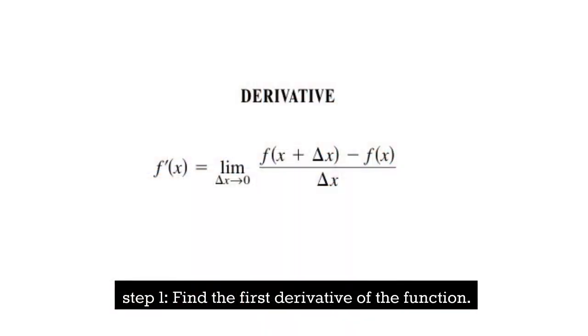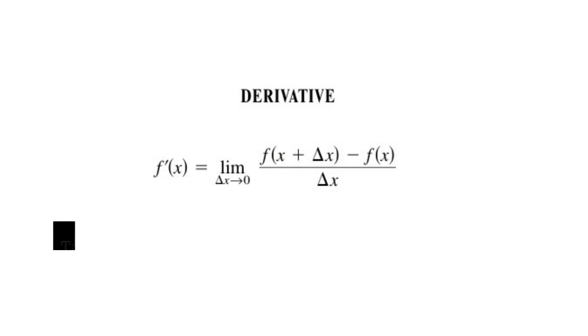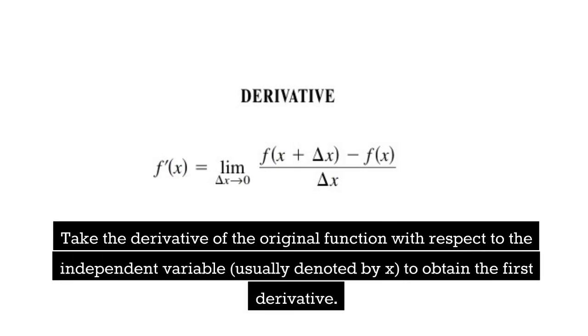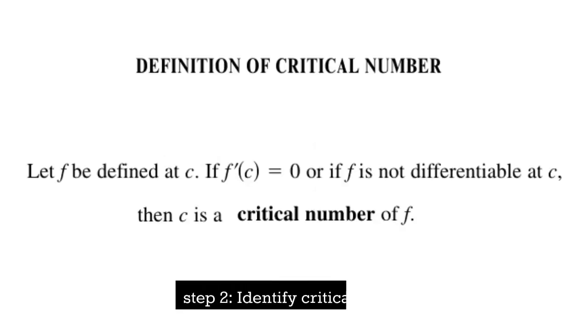Step 1. Find the first derivative of the function. Take the derivative of the original function with respect to the independent variable, usually denoted by x, to obtain the first derivative. Step 2. Identify critical points.